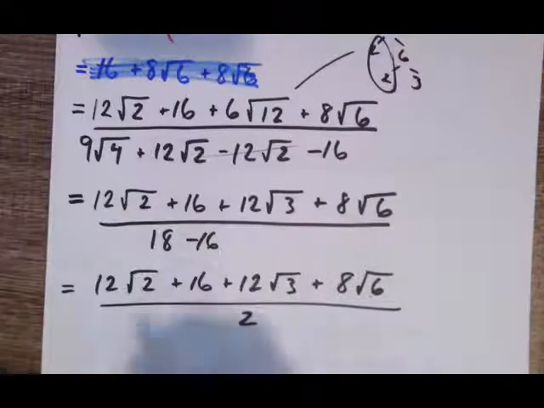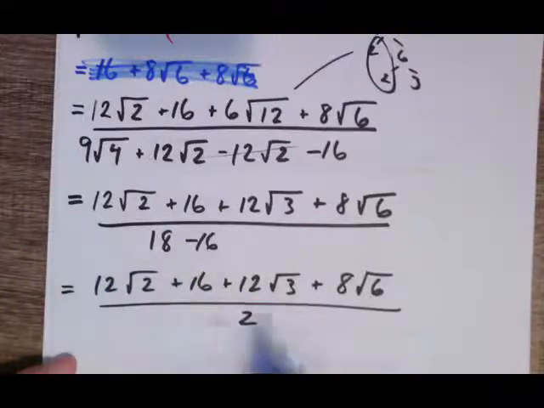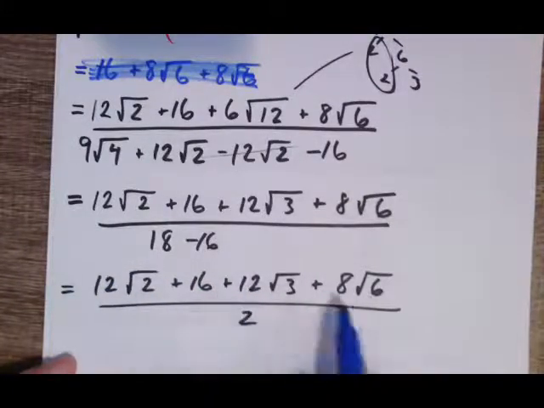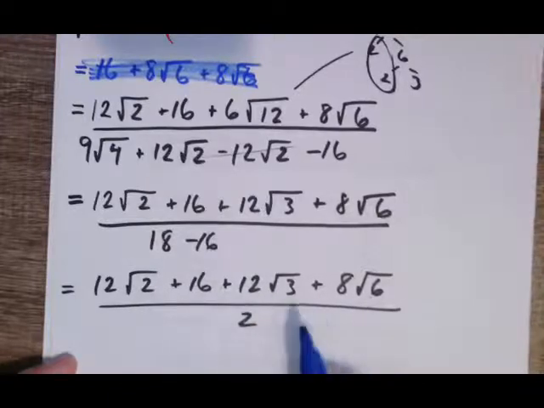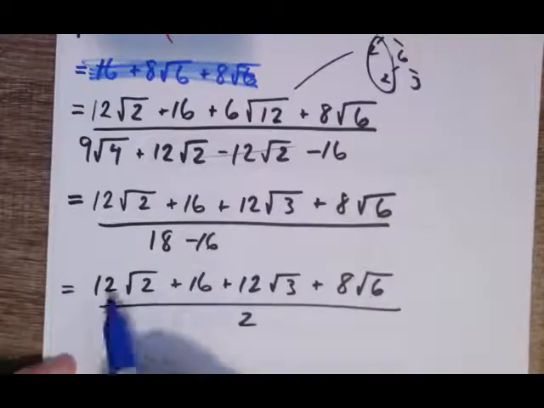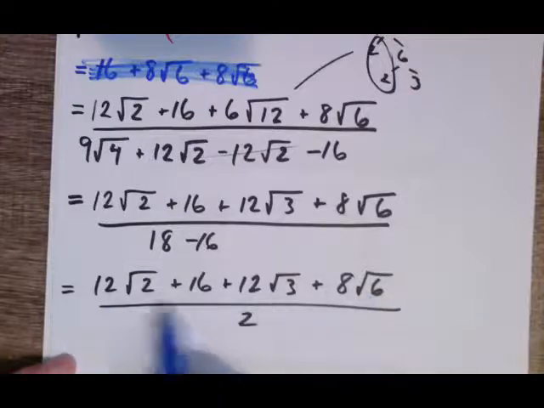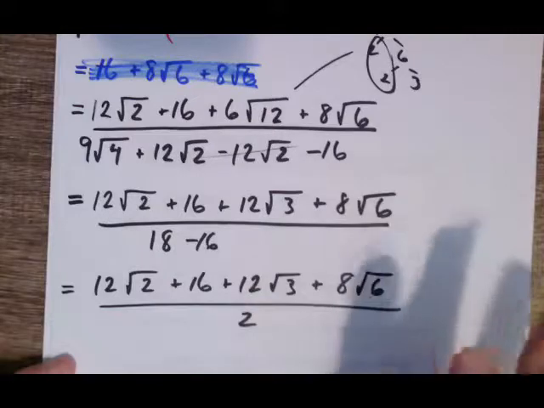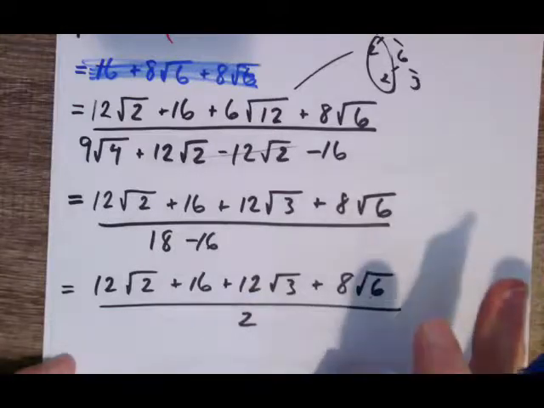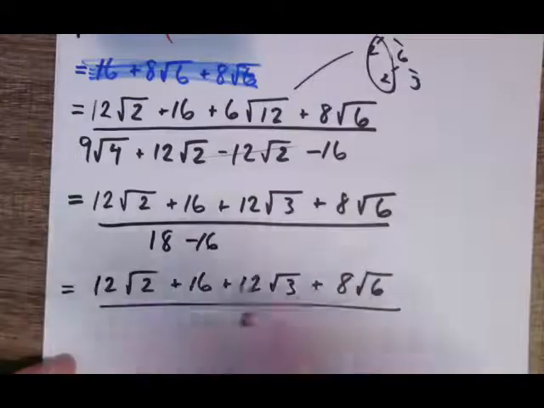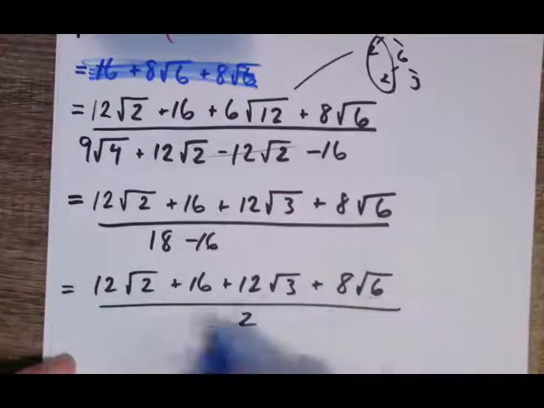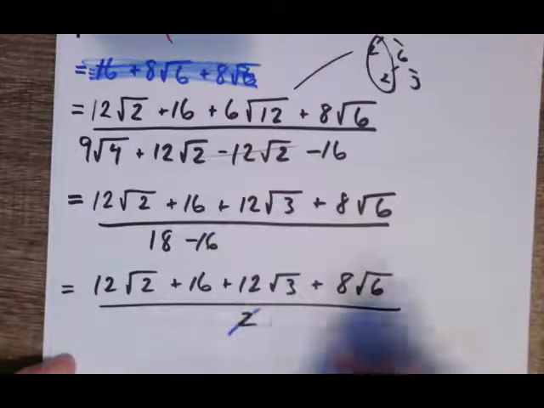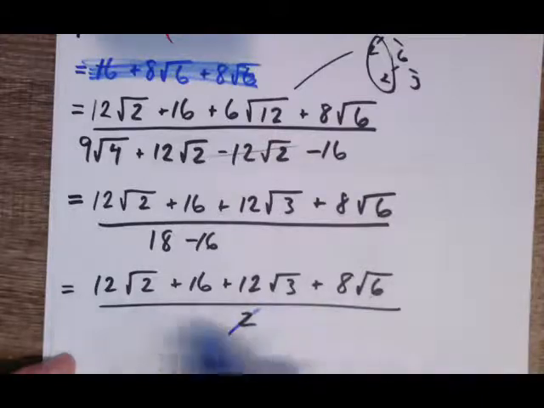My poor fading blue marker. So now this is 12, 16, 12, 8. They're all even. 2 goes into all of those. That's why I can cancel and simplify. If just one of these was an odd number, just one of them, I'm done. I can't simplify. But they're all even, so I can simplify a bit. So this 2 is going to get canceled. There's a 1 left behind, which means the fraction's over.